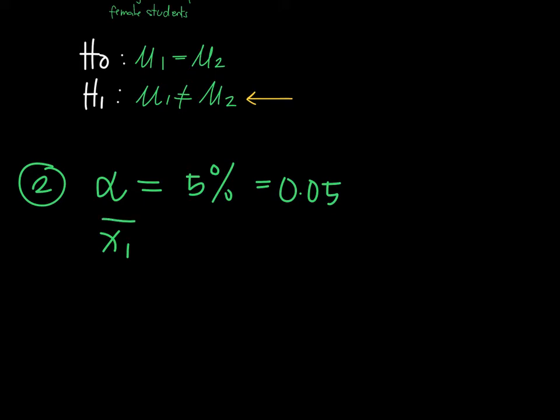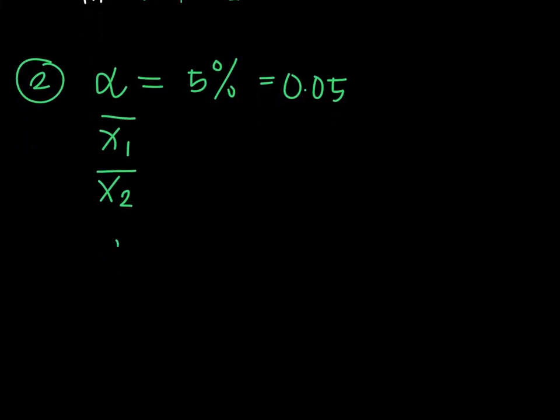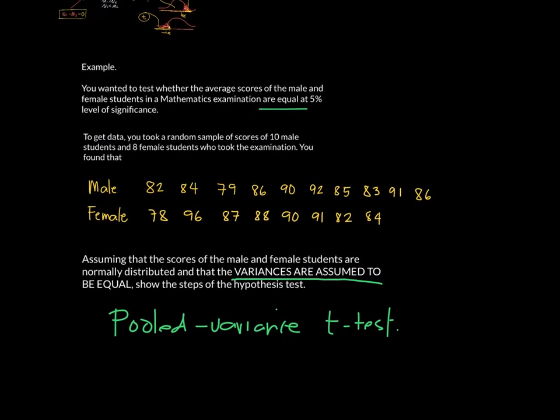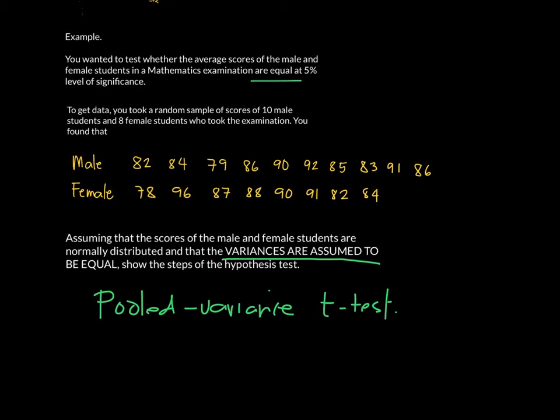X1 bar is the sample mean of the male students. X2 bar is the sample mean for the female students. In addition, we also have to compute for S1, the standard deviation for the scores of the male students, and S2 is the sample standard deviation for the female students' scores. So these numbers, unlike the other problems in the hypothesis test, are not yet given because you have to compute them from the given data. Okay? So I'll pause the video for a while.